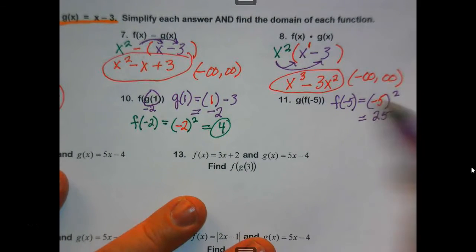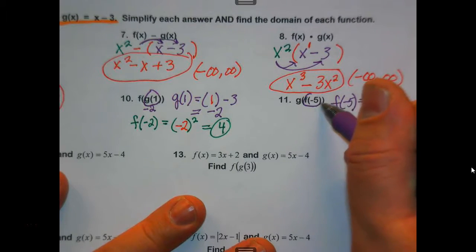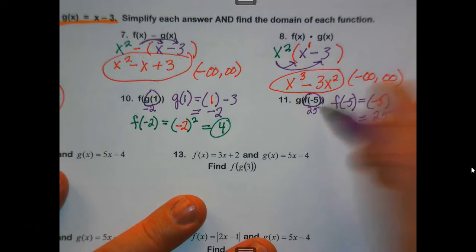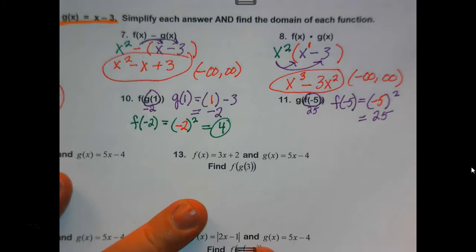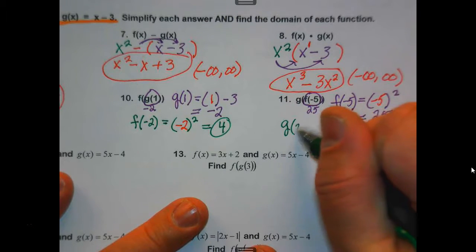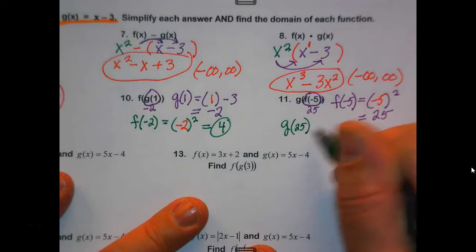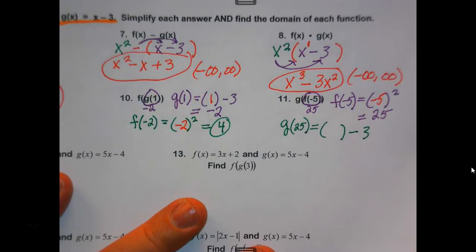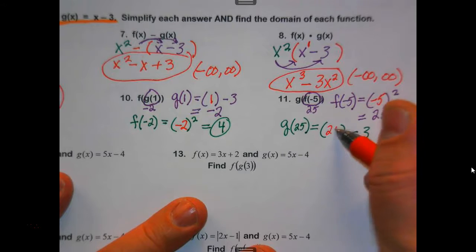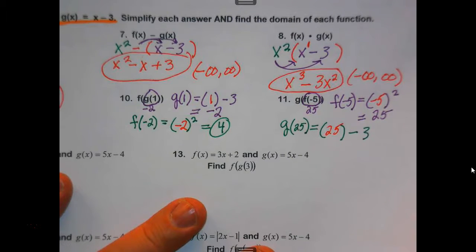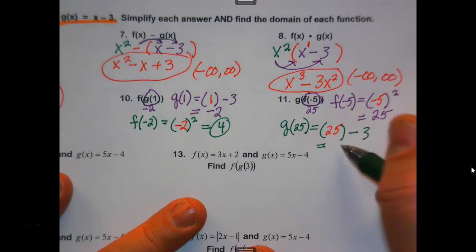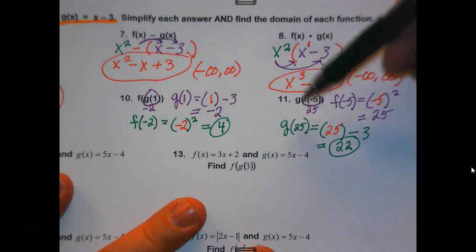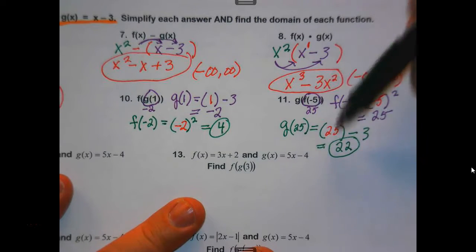Okay, so my f of negative 5 is 25, which means I have to find the g of 25. My g function was x minus 3, and my x is 25. So 25 minus 3, 22, right? So the g of f of negative 5 equals 22.